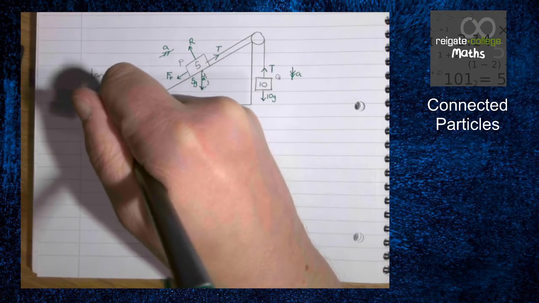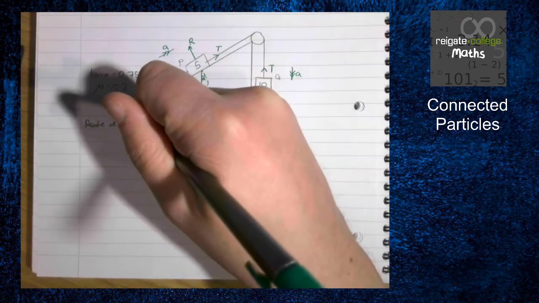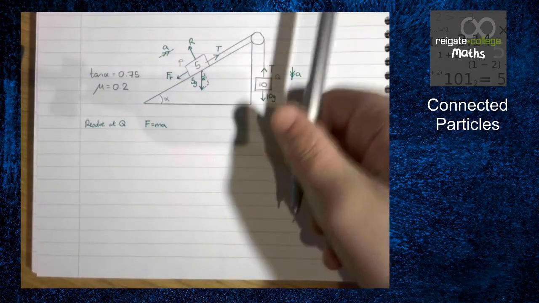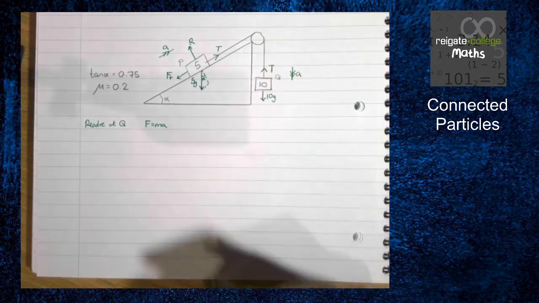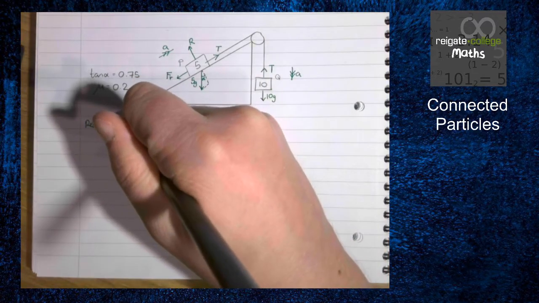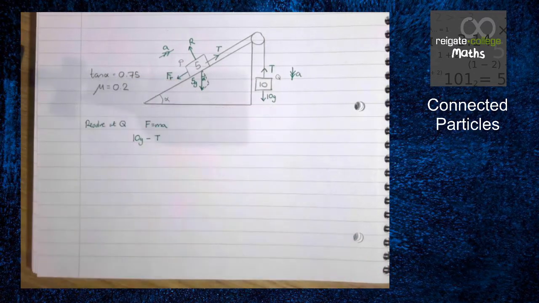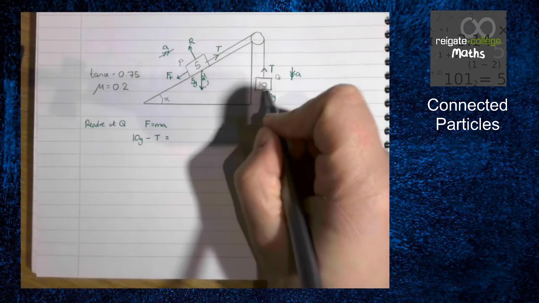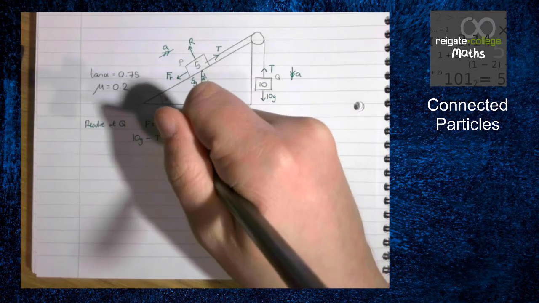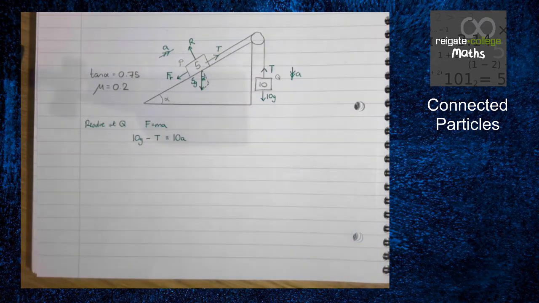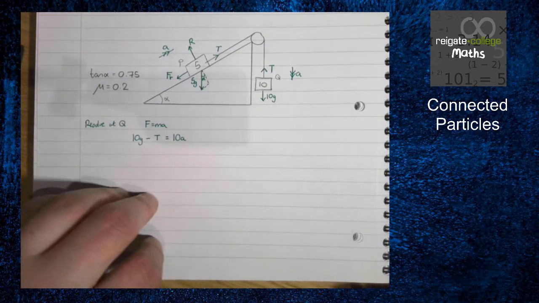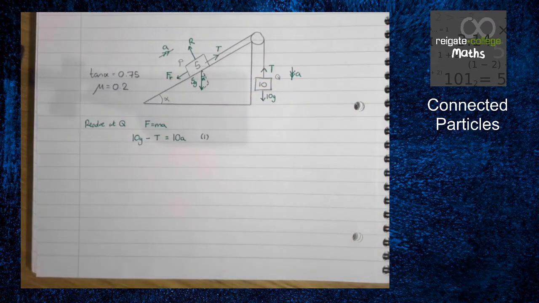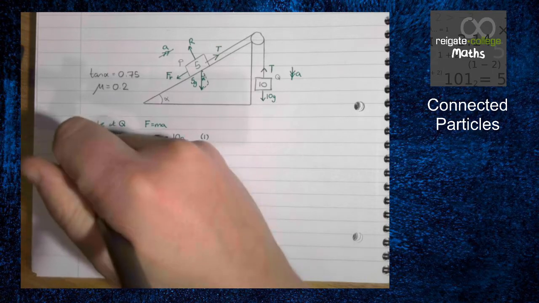So resolve at Q. So we know F equals ma. It's moving down, so the 10g is bigger than the tension. So the resultant force is 10g minus T, and we know that's going to be equal to mass times the acceleration. Nothing else we can do with Q. That's everything there. We're now going to resolve at P.